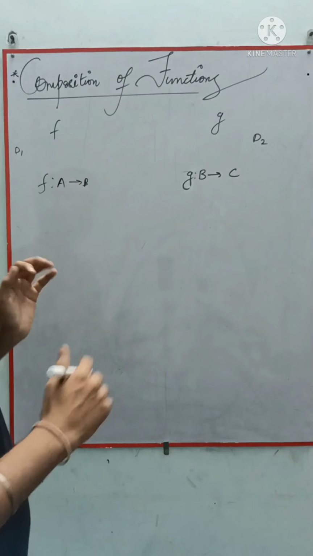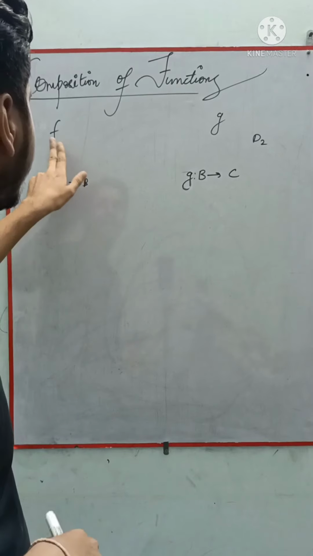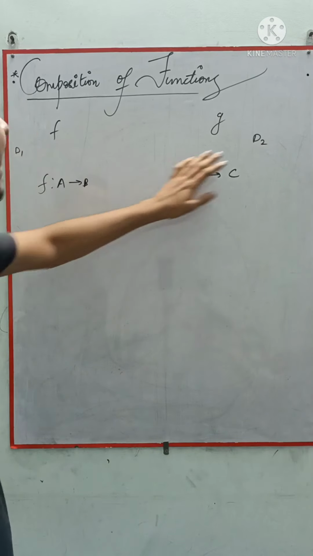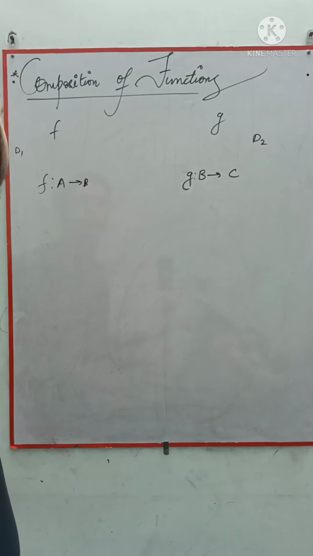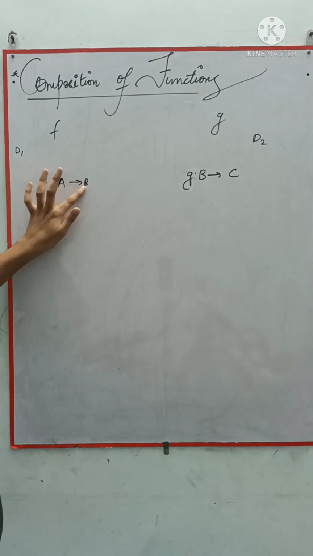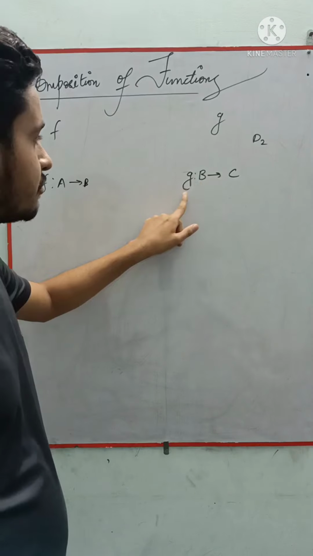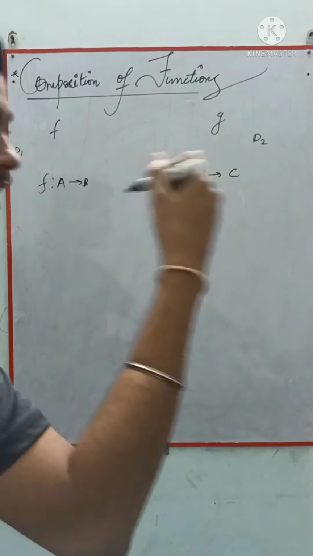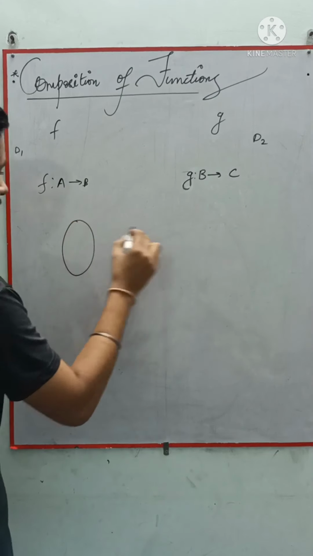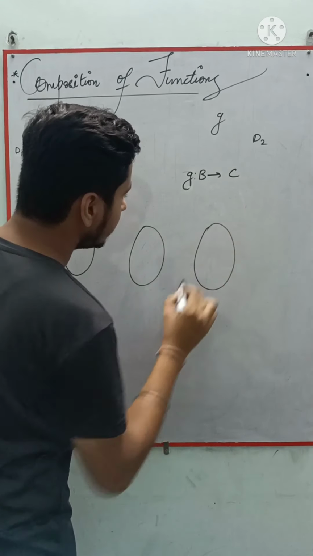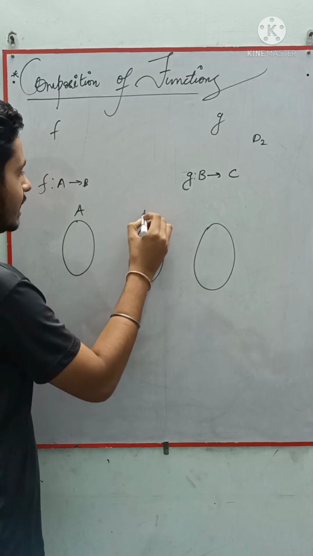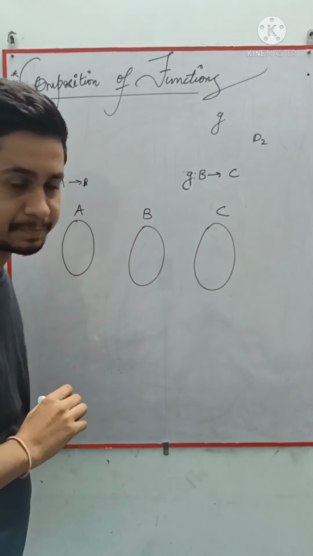Say, for example, if you are taking two functions f and g, and they are having some domains d1 and d2, and the function f is from A to B and our g function is from B to C, then what does the composition of function mean? Let's understand with the mapping. There are three ovals I am making. For these I am giving A, B and C.